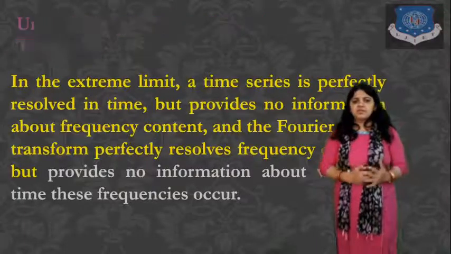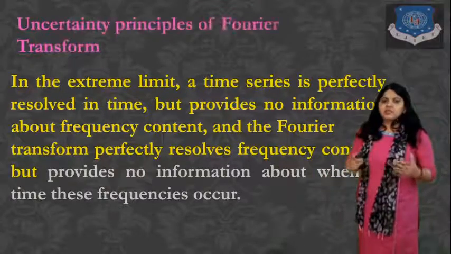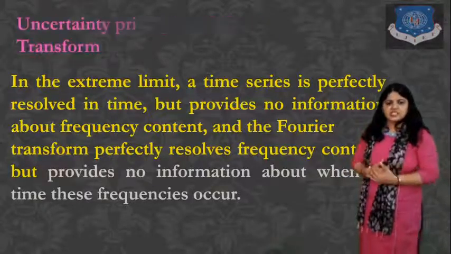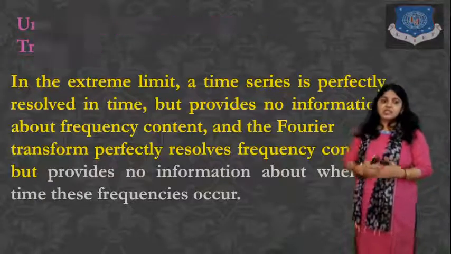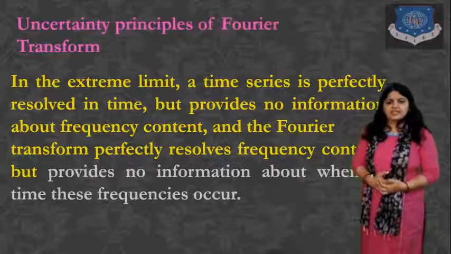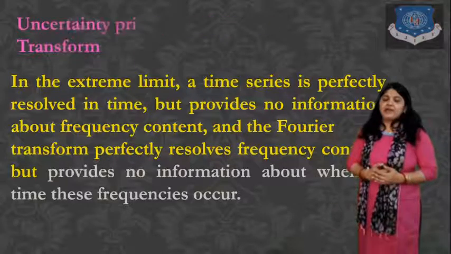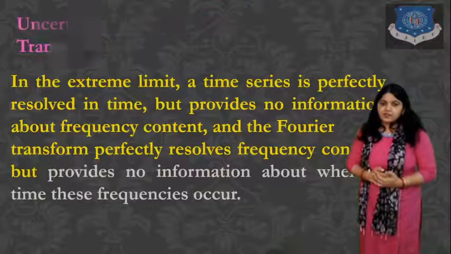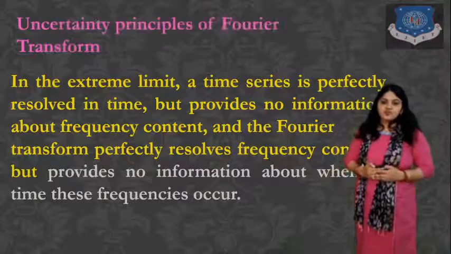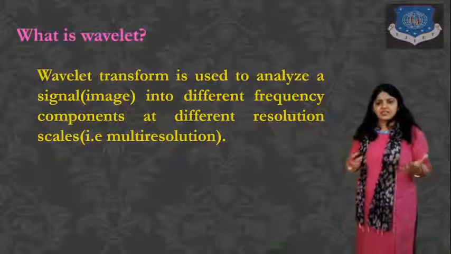In the extreme limit, a time series is perfectly resolved in time, but it won't provide the frequency content, and the Fourier transform perfectly resolves the frequency content. But what is the drawback of using the Fourier transform? It doesn't provide any information about where in time these frequencies occur. So if we want accurate information, then we should go for the wavelet transform technique. So what is actually the wavelet?